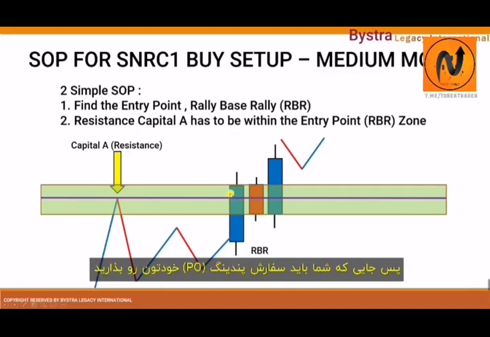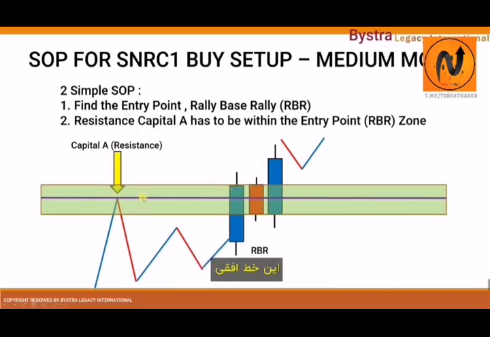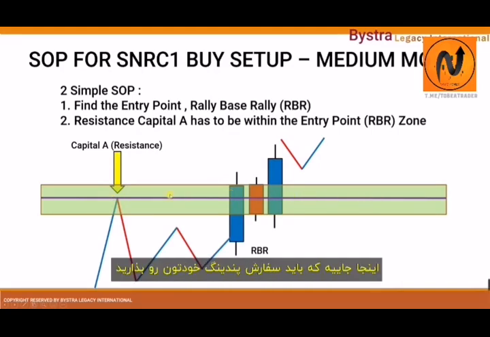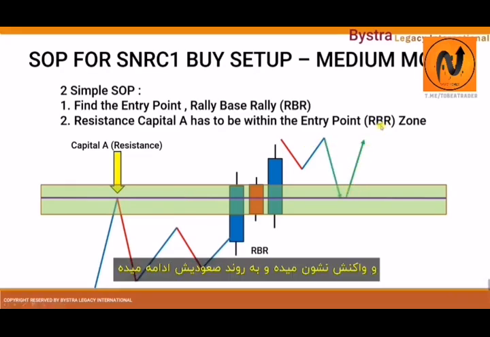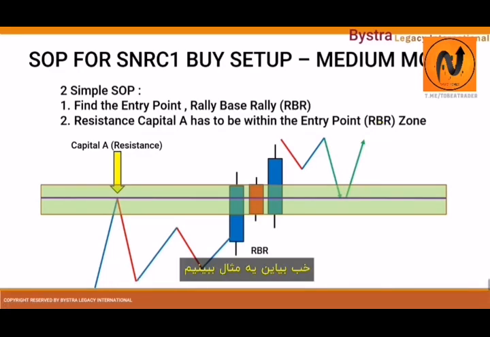So where you should put your PO, your pending order, will be at this horizontal line. This is where you should put your pending order. And then price will come back to this zone, react, and continue on the uptrend. So let's have a look at the example.